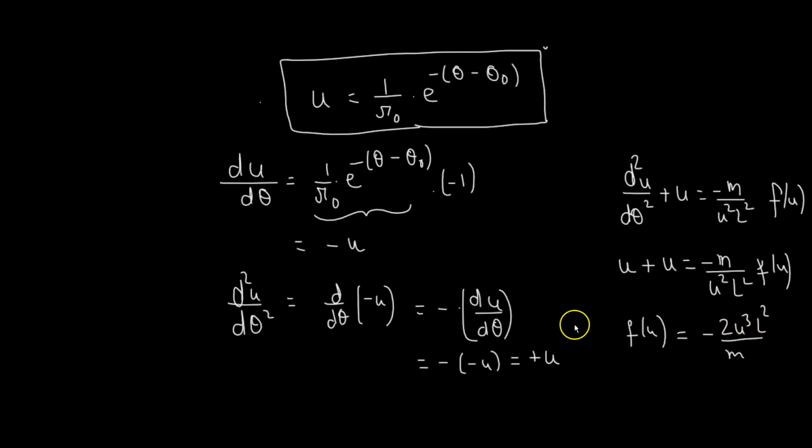And finally, in order to obtain the expression for the central force as a function of r, we replace u with 1 over r. So this will finally give us f of r equals negative 2 L squared divided by m r cubed. So this is the expression for the central force.